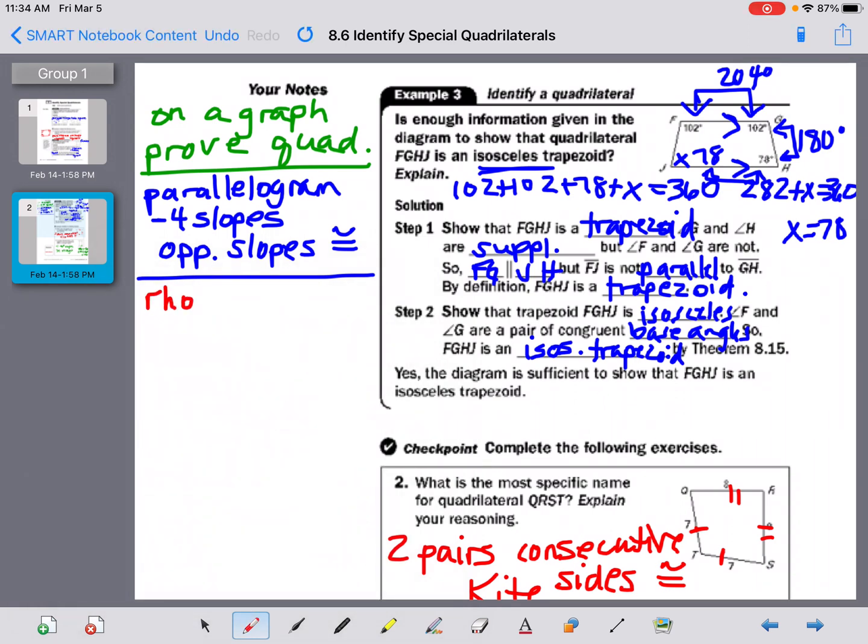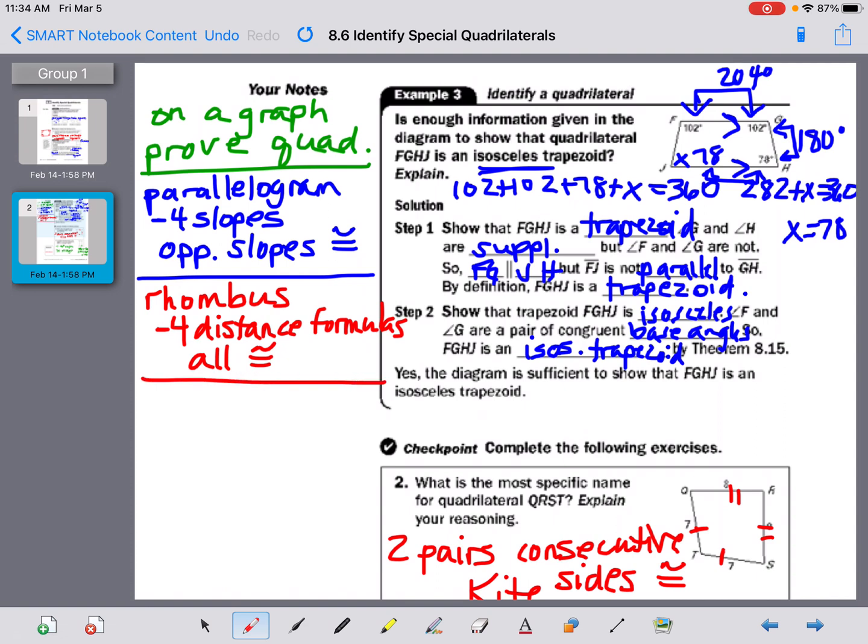Okay, so what if you think what is on your graph is a rhombus? What I would suggest, because by definition, a rhombus has 4 sides that are equal, I would find 4 distance formulas. Okay, if you find those 4 lengths and all are congruent, then you can prove you have a rhombus.